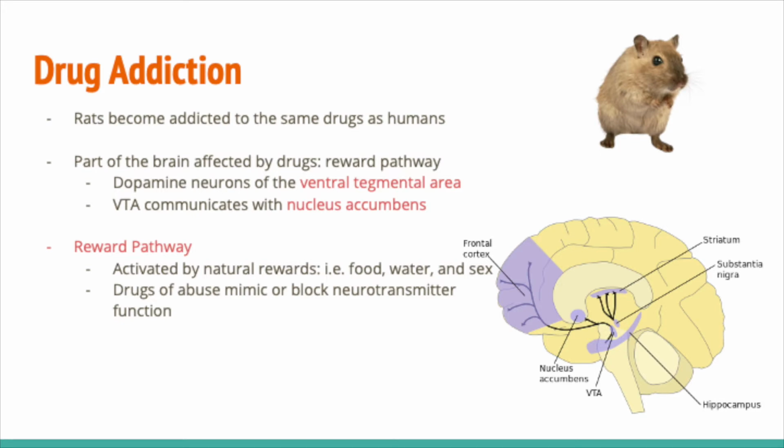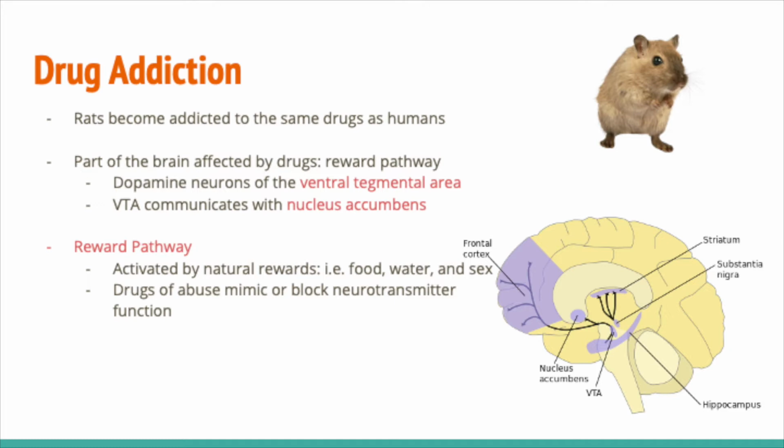Another disease that scientists are trying to learn more about by using animal models is drug addiction. Specifically, scientists are interested in learning about rats and how rats can become addicted to the same drugs as humans. What we want to learn more about are the parts of the brain that are leading to this addiction to drugs. What scientists have found is that it's mostly in two areas, and that's the ventral tegmental area, where dopamine neurons can release and lead to the reward pathway in these mice that stimulate their happiness and will cause addiction.